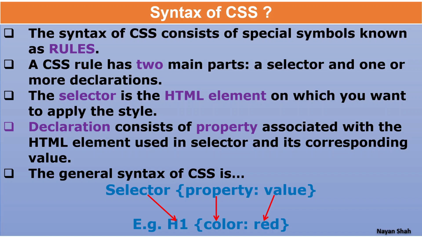In the example, you can see h1 is the selector. H1 is an HTML tag which is used for heading 1. Property is color and value is red. So that means now whenever I use the h1 tag in my file, the color of that h1 tag, that is heading 1 tag, will automatically become red.